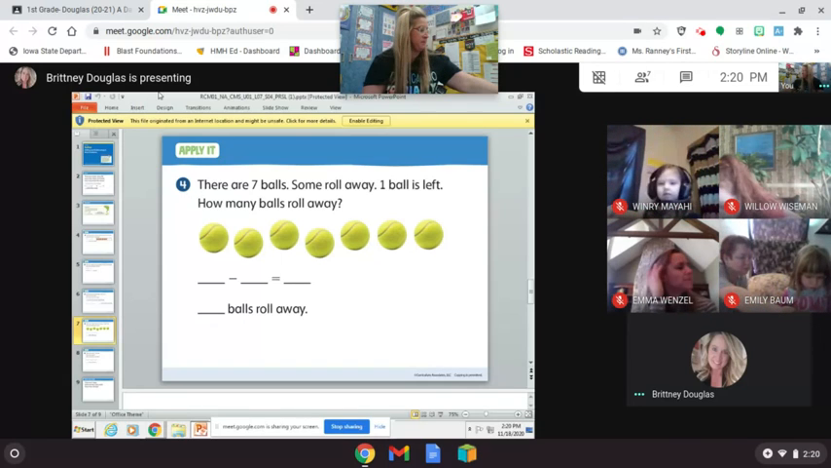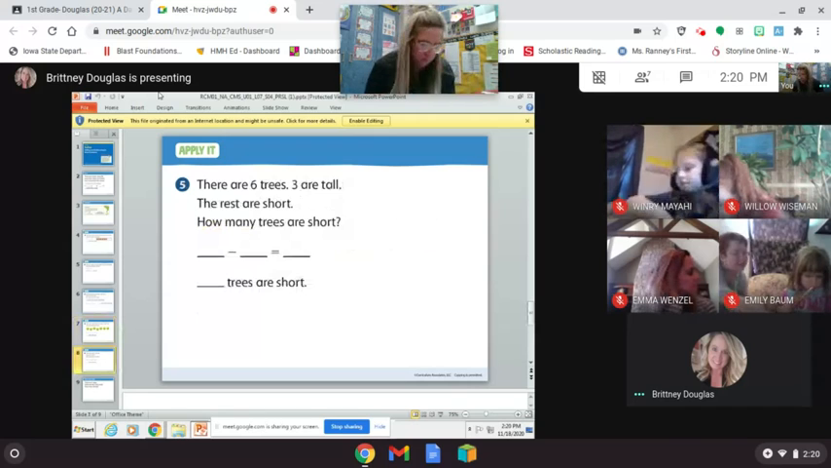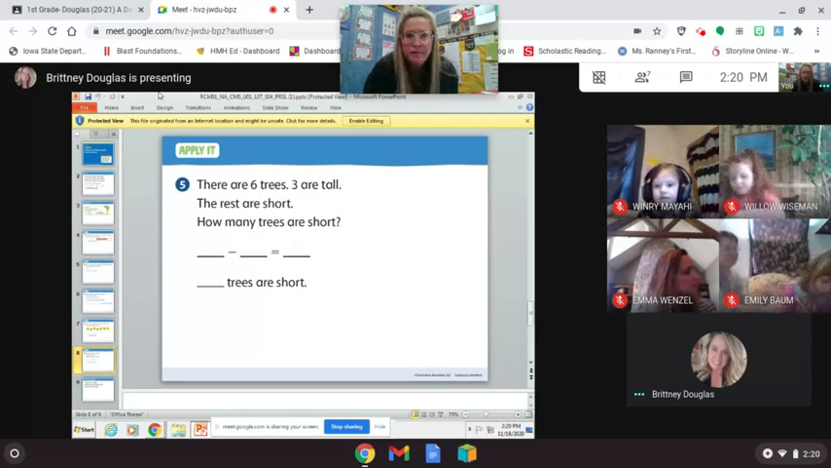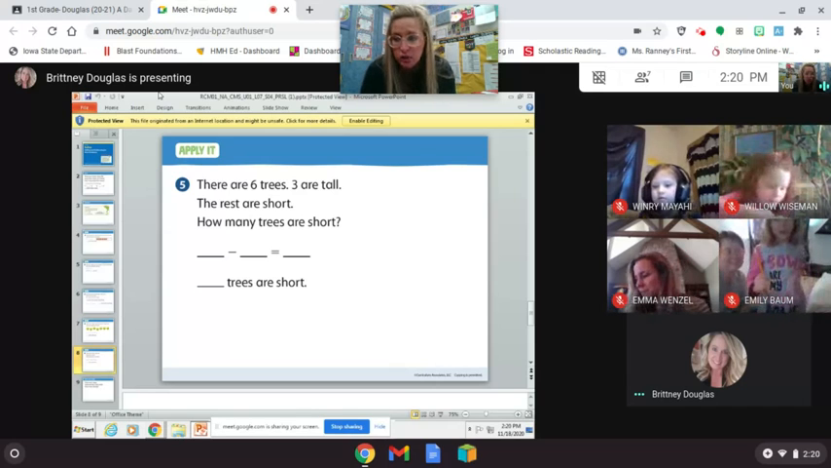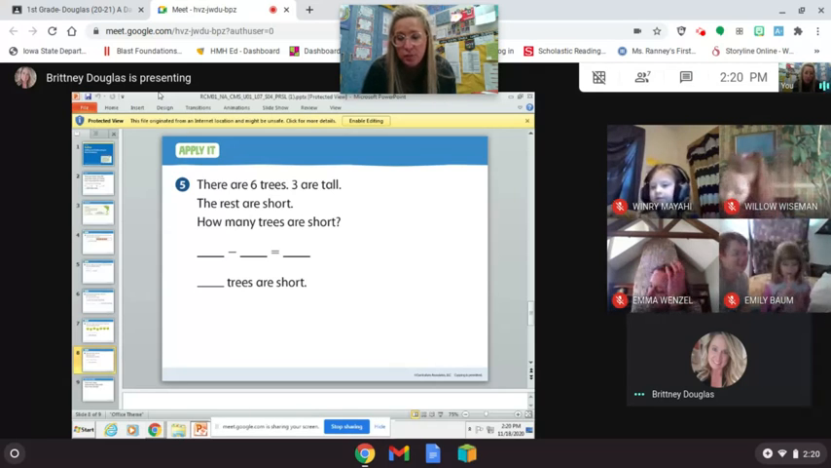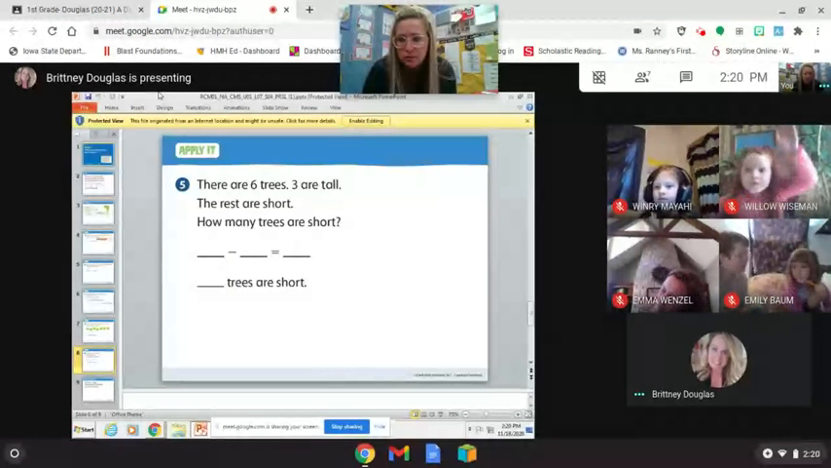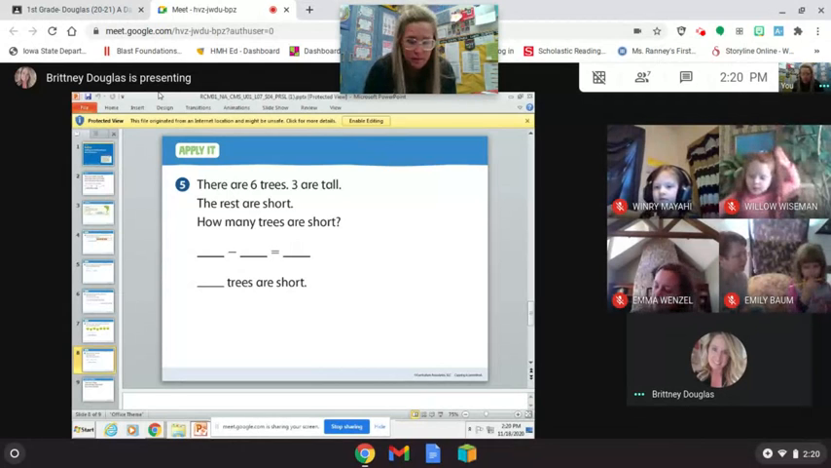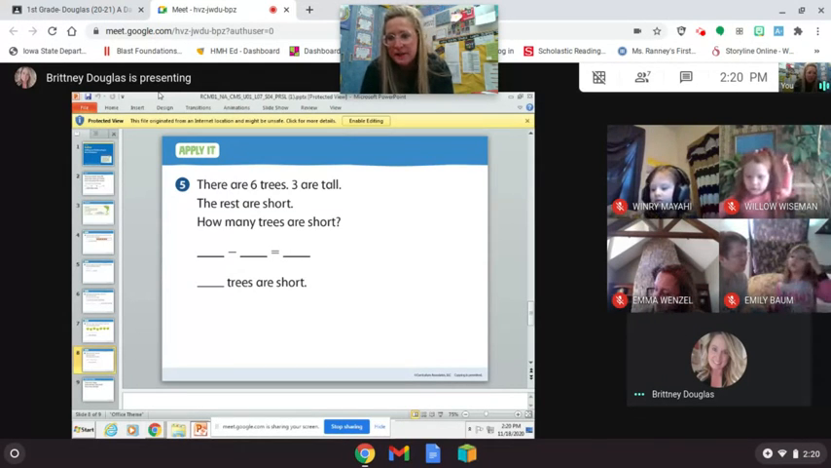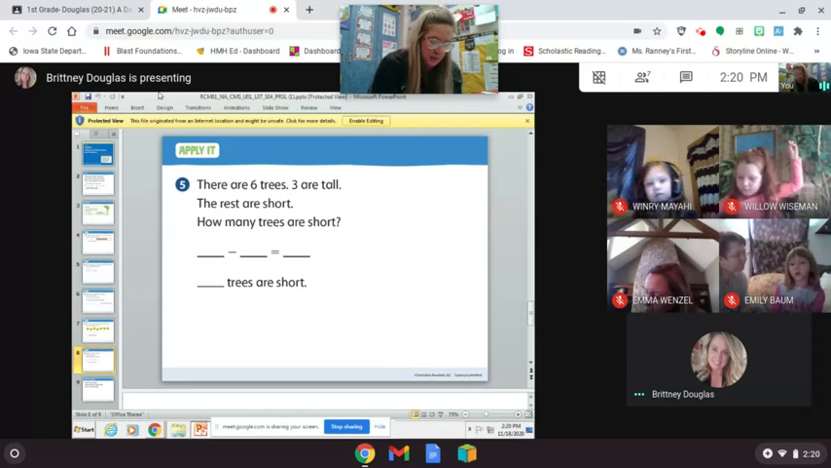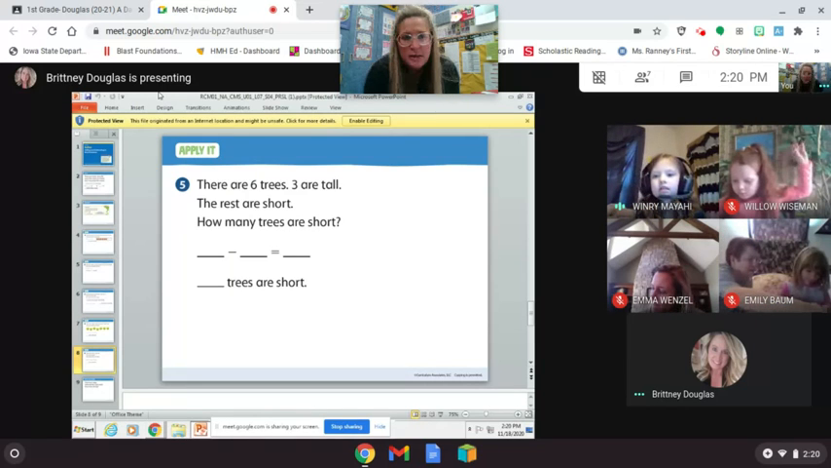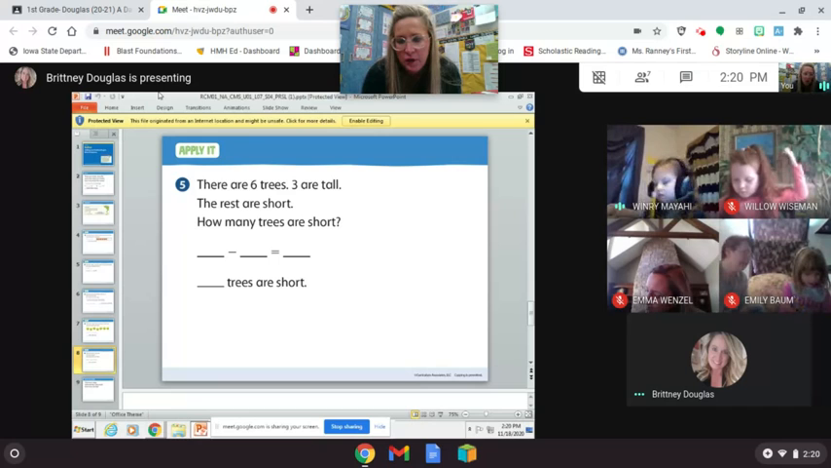All right, here we go. There are 6 trees. 3 of them are tall and the rest are short. So there's 6 total. 3 of them are tall and the rest are short. How many trees are short? Willow, I'm going to call on you, but give me a couple seconds. Let everybody work this one out, and then you can answer. I'll tell you when to go. But what do we do again? Honey, 6 trees altogether. 3 are tall and the rest are short. How many are short?